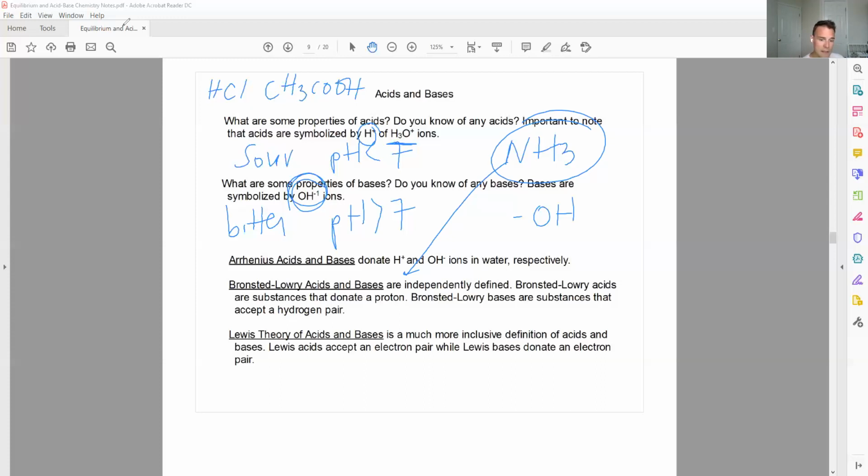And then the Lewis theory of acids and bases is an even more inclusive definition. It's a little more complicated, but we know Lewis from his Lewis dot structures. So Lewis acids accept an electron pair, while Lewis bases donate an electron pair.